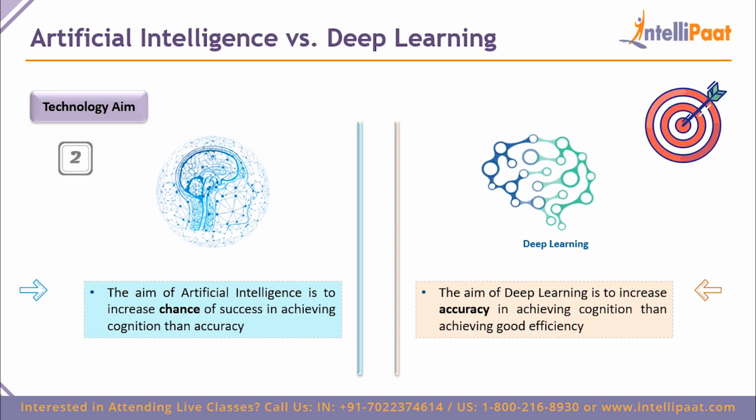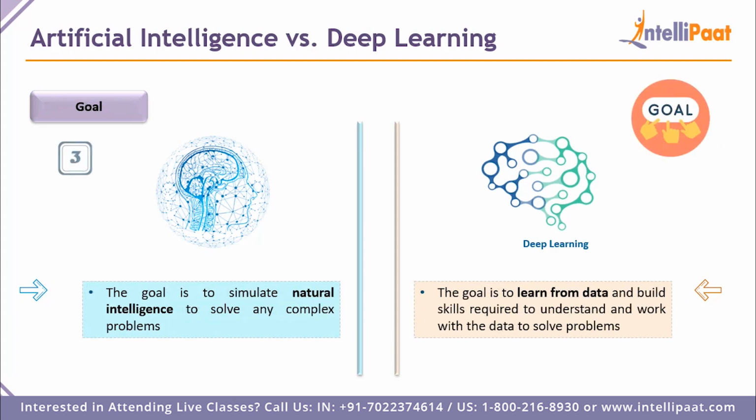The aim of artificial intelligence at the end of the day is basically to increase the chance of success when it tries to achieve cognition rather than accuracy. But when it comes to deep learning, we try to increase the accuracy through which we can achieve cognition. And this is a very important difference between artificial intelligence and deep learning, because deep learning believes that the entire model is set out in a way where accuracy forms the basic foundation on which everything works. And this will eventually lead to achieving artificial intelligence, and that's another story.